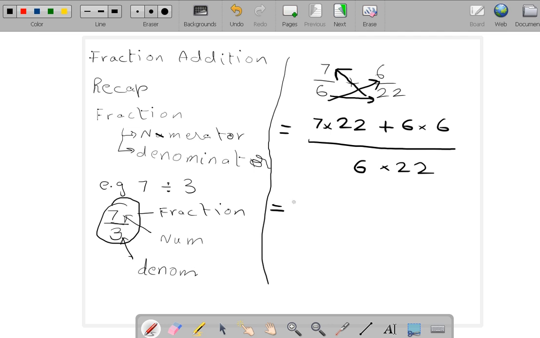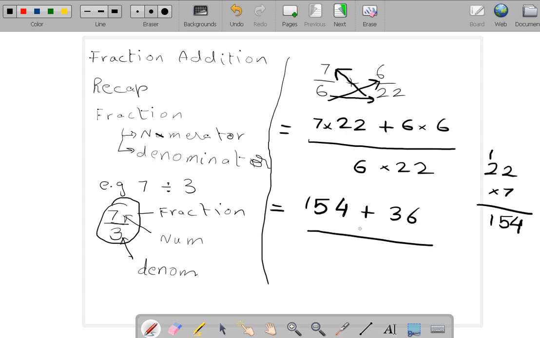Now 7 multiplied by 22, we can use the calculator or multiply manually like this. 7 multiplied by 2 gives us 14. The 4 comes here, and the 1 of 14 goes to the carry. 7 multiplied by 2 is 14, and then that one is added to it, which gives 15. So that is 154. Then we have plus 6 multiplied by 6, which gives us 36.